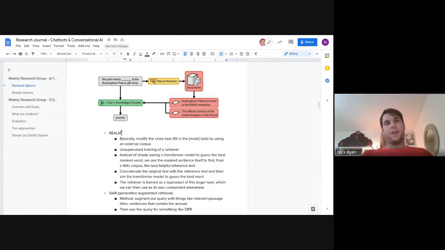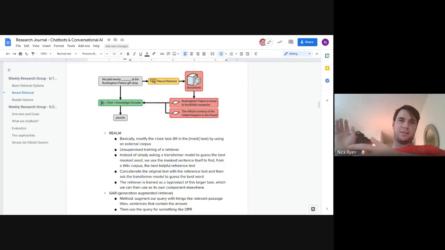So in REALM, I think this is Google, and I think sometime this year, they're asking how we can augment this by relying on some kind of external database, to make it a little smarter. So we add this neural retriever component, and its job is to go into a document store and find a couple of the most relevant documents. In this case, it's come back with the Buckingham Palace gift shop, something on the UK, and then it appends this to the original sentence and proceeds as if it's a regular BERT model.